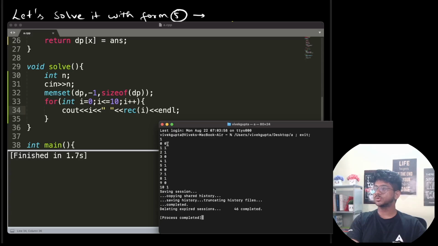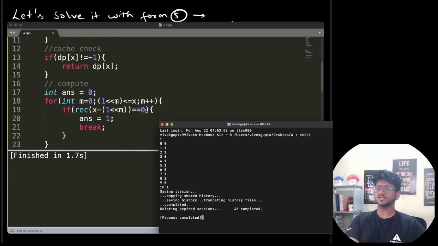So for 0, it's losing because we cannot make a move. For 1, it's winning because I can take 1. For 2, it's winning because we can take out 2. But for 3, no matter what you do, the other player is going to take 3 minus that number, so you're going to lose. For 4, it's winning because you can take 4 directly and you're going to win. For 5, it is winning because what we can do is take out 2, and my opponent is going to be in 3, which is a losing state, so he's going to lose and I'm going to win. For 6, it's actually losing because no matter what you play, your opponent is going to win. That's almost the solution for this particular problem. That's the whole DP code.